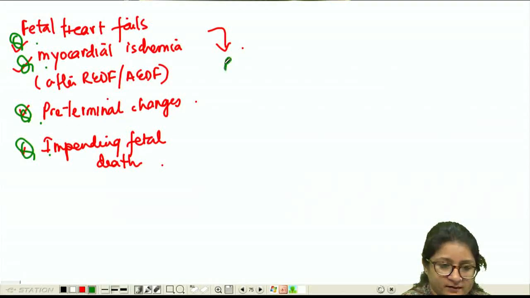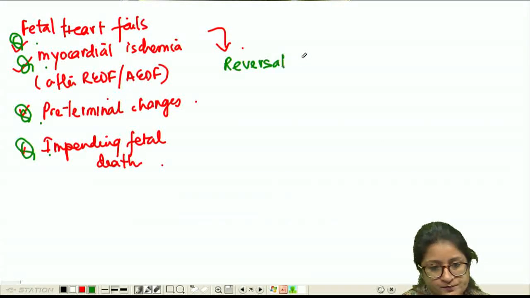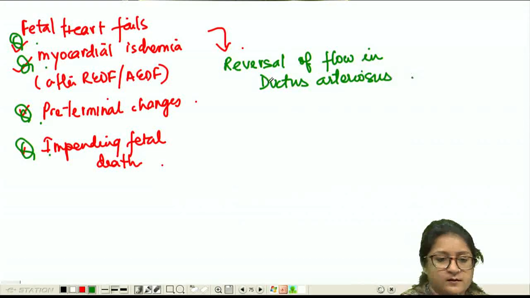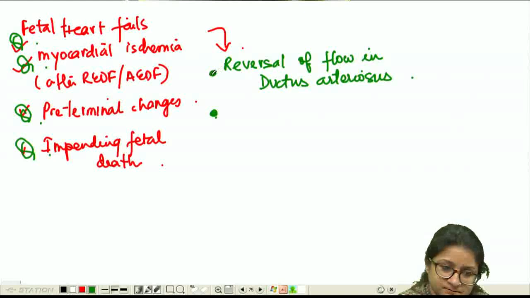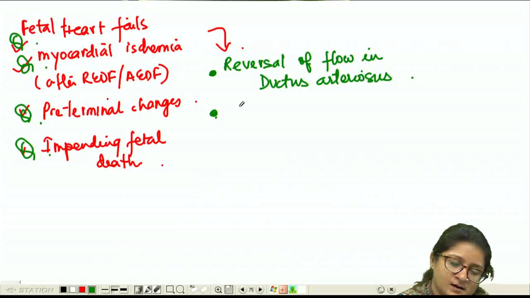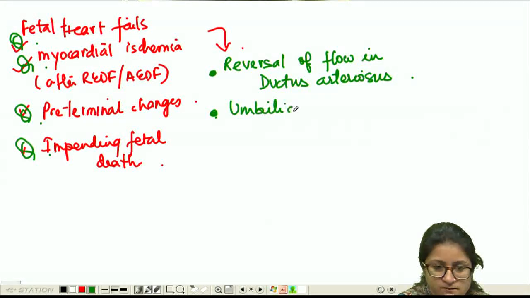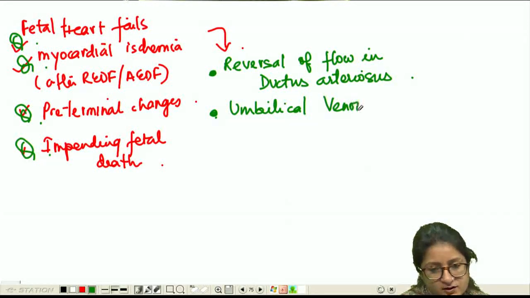Those are reversal of flow in the ductus arteriosus, and the other is umbilical venous pulsations.